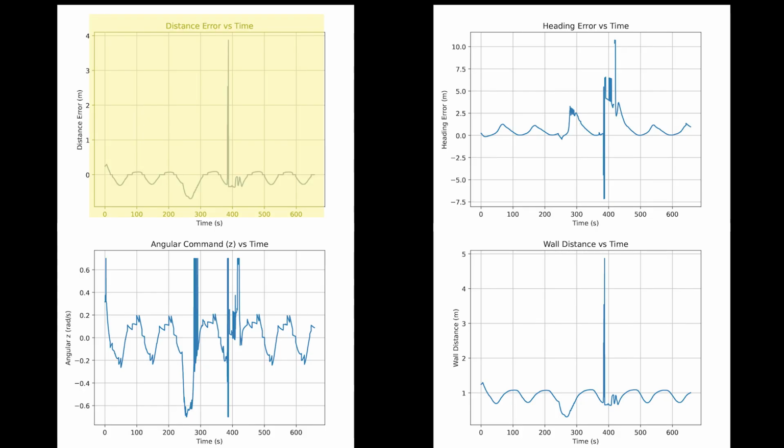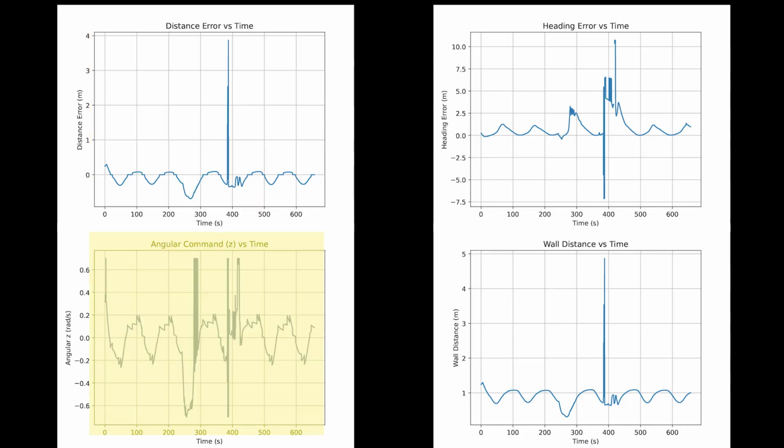Distance error versus time. This graph shows how far the robot drifted from the 1 meter mark. During cornering, it'll spike. Other than that, it should stay relatively stable. Angular command versus time. This shows the angular velocity at which the robot will change its angle to stay within the 1 meter limits given to it. That is why it spikes so much as it takes corners.